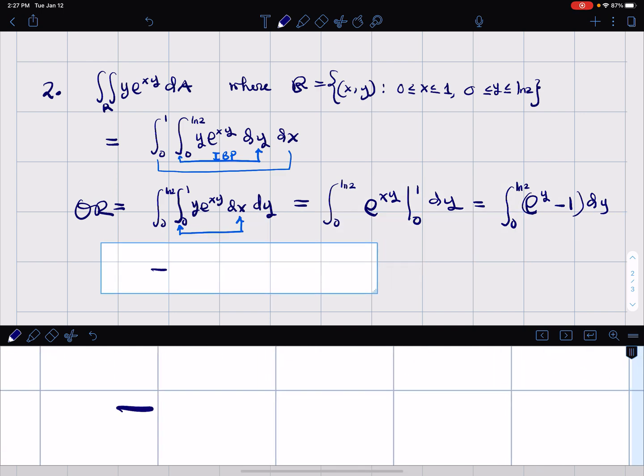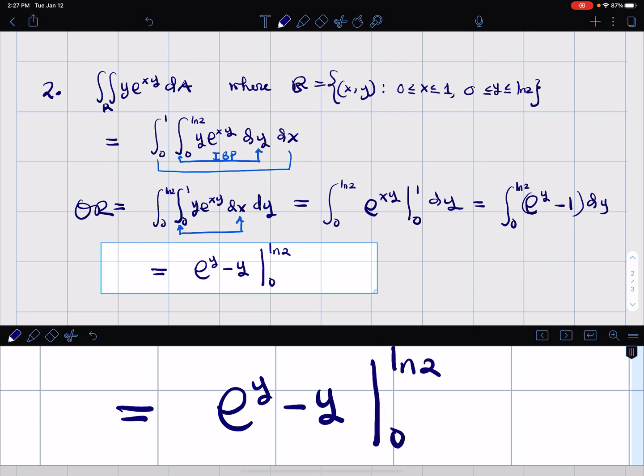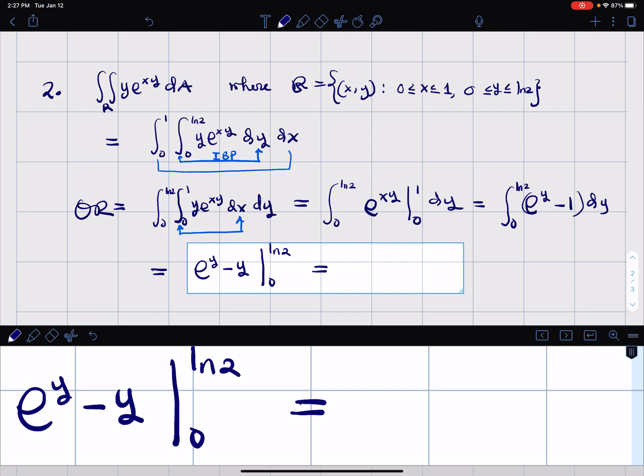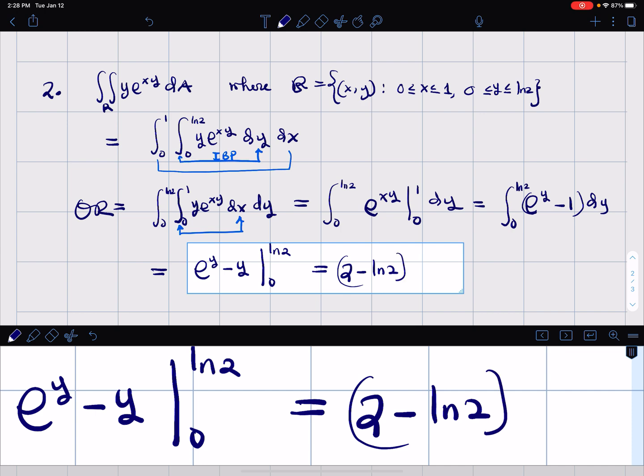So take the integral, you get e to the y minus y. Then you plug in 0 and natural log of 2. When you plug in natural log of 2, you get 2 minus natural log of 2. That's when you plug in natural log of 2.